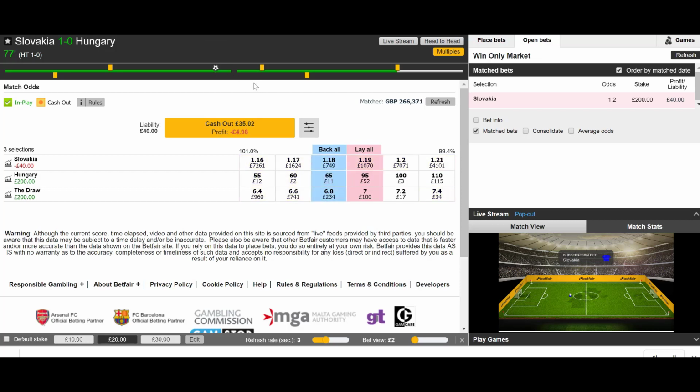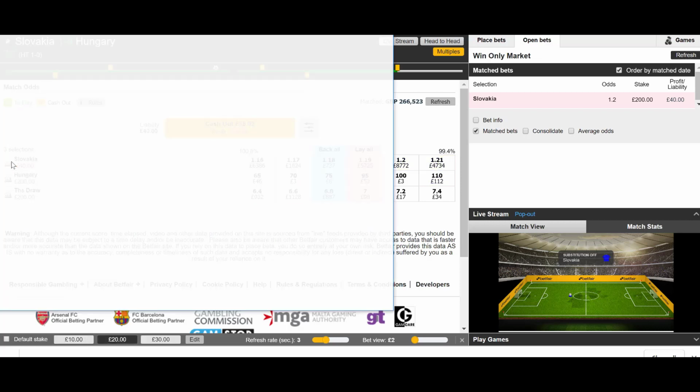So that's the sort of sign you need to look for when there is a favourite who's the home team and their price is pretty short. I mean, 1.18 is short enough. Let me just show you the chart as well.